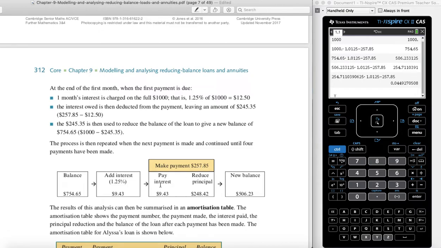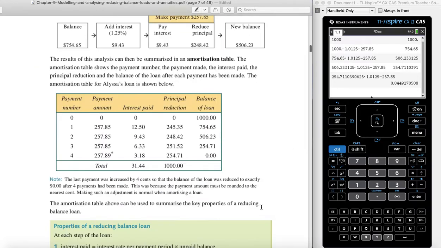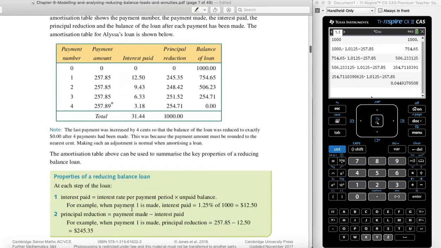So then what we do again, the same thing. You make your payment, but the interest comes out first for the bank. So you're actually only paying $257, take the $9.43, which gives us this amount. So $754.65, take the $248.42, gives us our new balance, which is also on our CAS. So then all those things can get summarised in the table below, and you'll notice there it's got the little asterisk. That's that 4 cents we had to add on before.